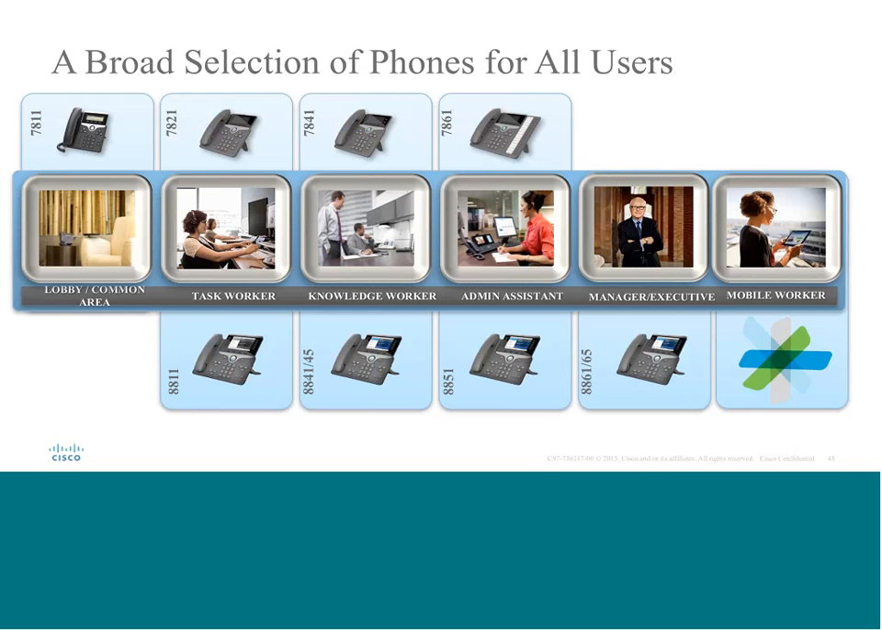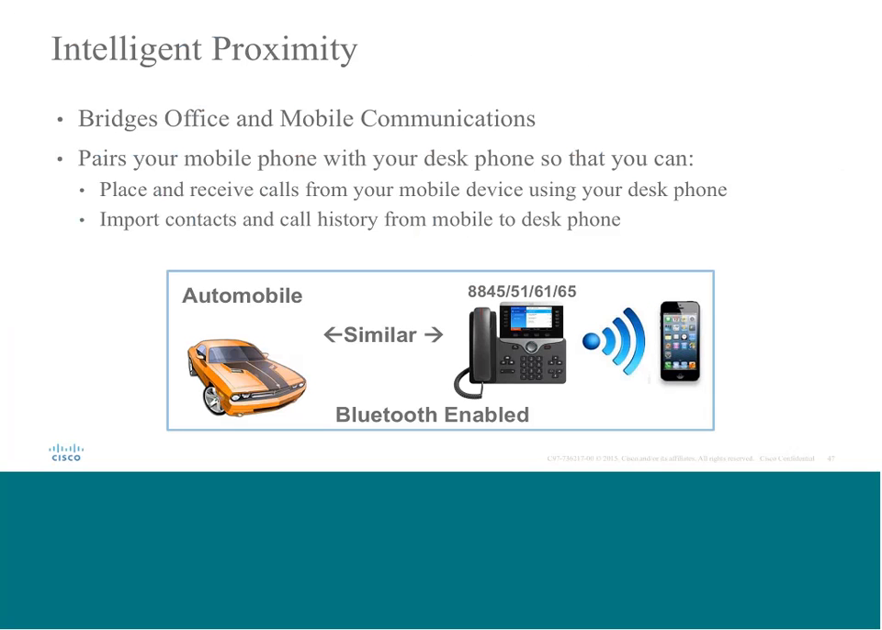So here real quick is the full line of Cisco desk phones supported today to meet a wide variety of needs, right? All the way from lobby and common areas to basic task workers, all the way up to managers and executives, as well as mobile workers, right, with the soft phone functionality as well. Intelligent proximity is a pretty cool feature that helps bridge that gap between the office and mobile communications. You pair your mobile phone with your desk phone via Bluetooth, and it allows you to place and receive calls from a mobile device using your desk phone, as well as shares all of your contacts and call history from your mobile phone with your desk phone seamlessly.